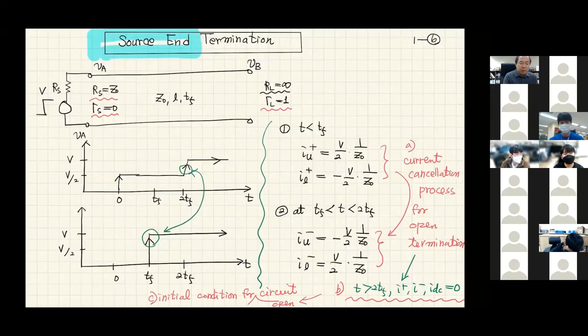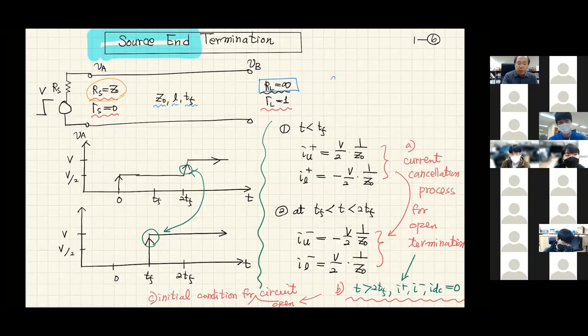In the case of source termination, we have 50 ohm at the source. Let me explain a little bit about this source termination case. In this case, we have transmission line impedance Z0, the length of the transmission line is L, and the flight time is TF. And then we assume that the receiver is open termination.